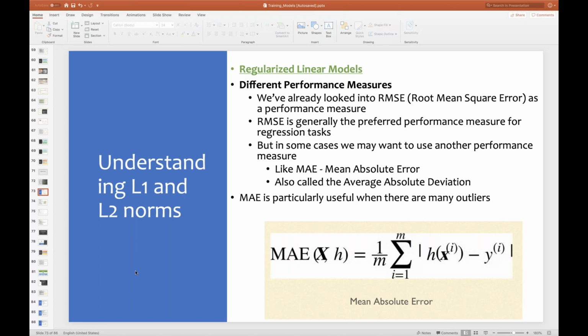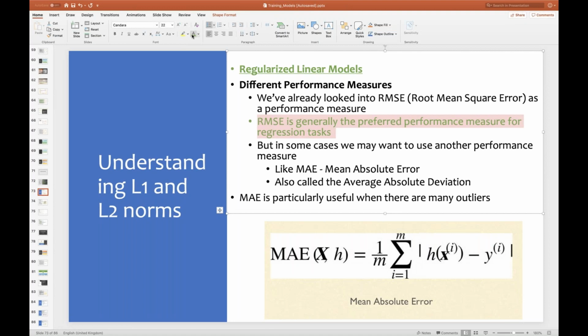Different performance measures. We have already looked into root mean square error as a performance measure, and we have really deep dived a lot on it. Root mean square error is generally the preferred performance measure for a regression task. Very, very important. I want you to make a note of it. But in some cases, we want to use other performance measures like MAE, which is called mean absolute error.